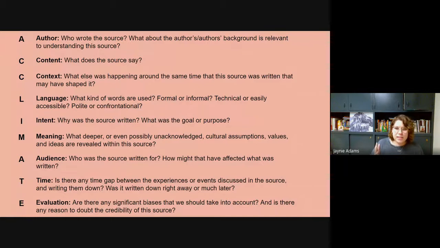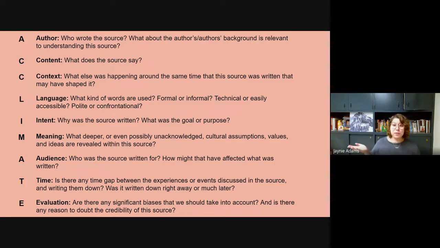This is a mnemonic device that you can use to help you when you are analyzing primary sources. This one works really well for documents, but you can also apply the same thought process to any primary source. It's ACCLIMATE, right? Author, content, context, language, intent, meaning, audience, time, and evaluation. I want to walk through these a little bit. So author: who wrote the source? What is the author's background? And is that relevant to understanding the source?